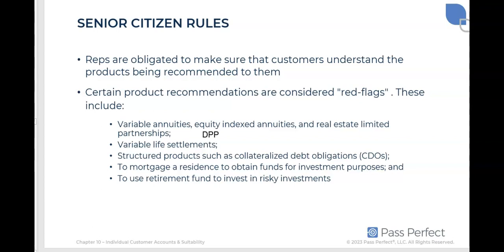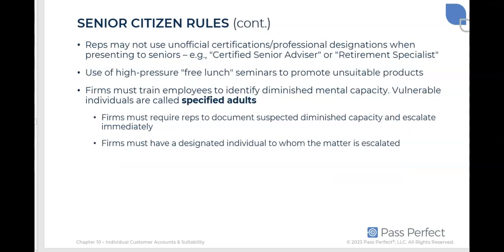These are pretty much common sense. But remember, that does not necessarily apply to everybody. It wouldn't apply to Warren Buffett. He's over age 65, but he's a more sophisticated investor. So always take it as the idea that it doesn't apply to everybody, but in general, it's certainly a concern. Another is using unofficial certifications or designations like certified senior advisor or retirement specialist. Why? Because there is no such thing as a certified senior advisor. There is no certification board that defines that.